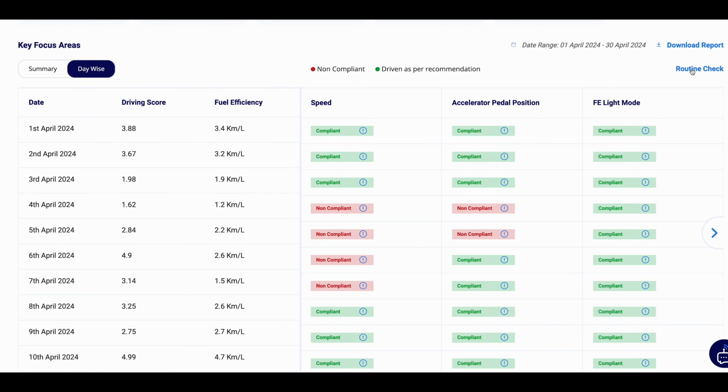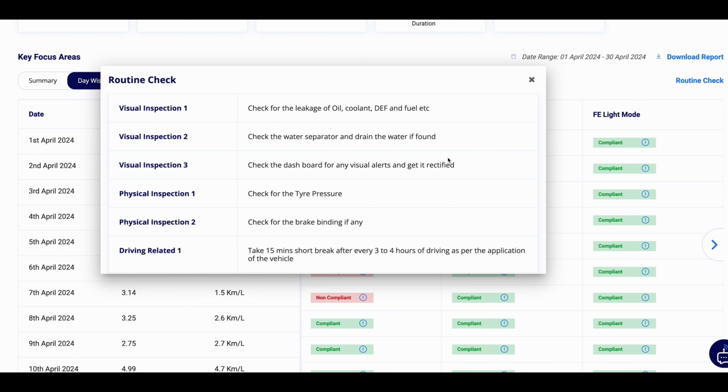The routine check button here provides valuable tips on maintaining both fuel efficiency and engine health. These tips are categorized into 3 sections. Visual inspection involves checking for leaks of oil, coolant, or DEF, diesel exhaust fluid. It also includes verifying the proper functioning of the water separator and ensuring it's free of water accumulation. And further, keep a check of any health indicators on the vehicle dashboard.